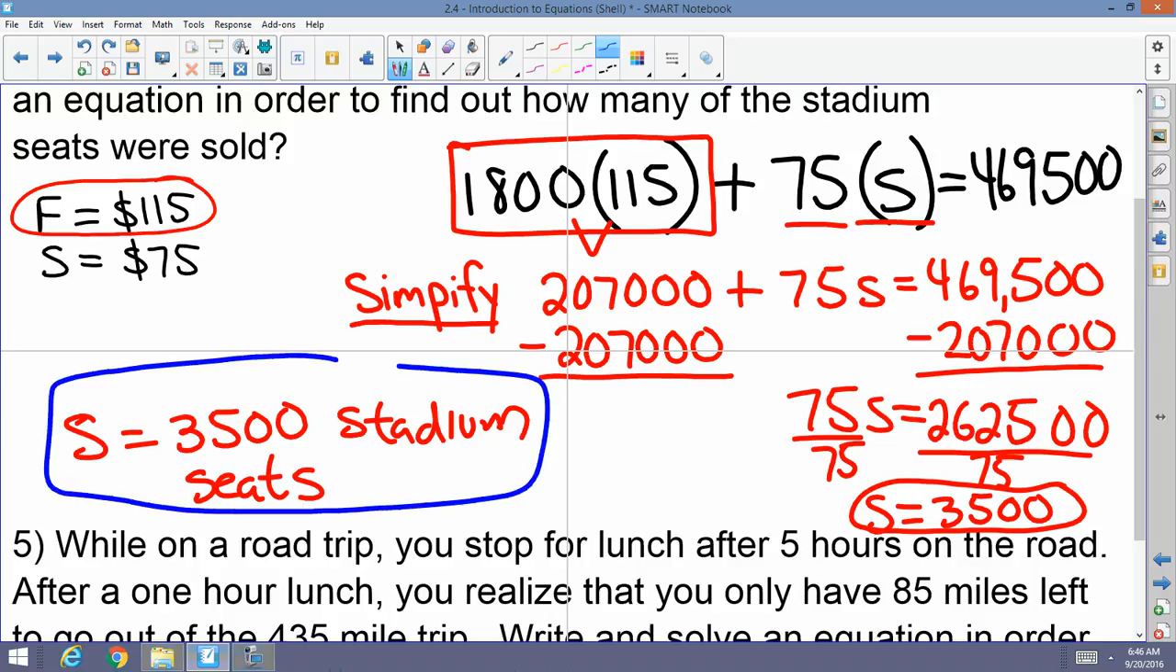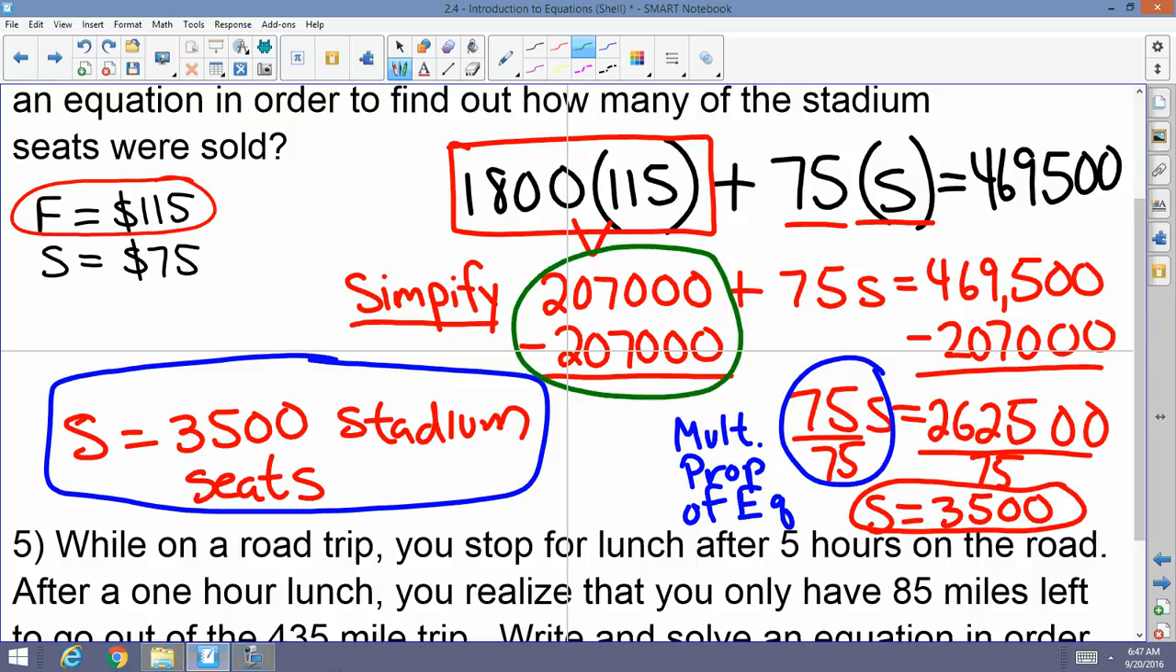All right. Hopefully that made sense. Oh, and real quick, what property allowed me to complete this step right here, to divide by 75 on both sides? You got it. That was the multiplication property of equality. And just for giggles, what property allowed me to subtract 207,000 from both sides? That was, of course, the addition property of equality. Okay? All right.